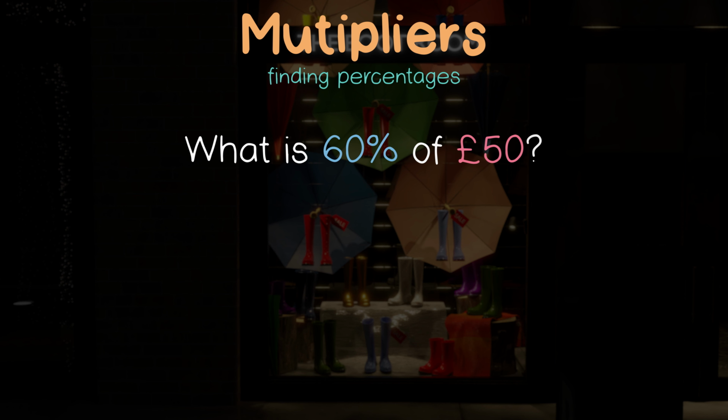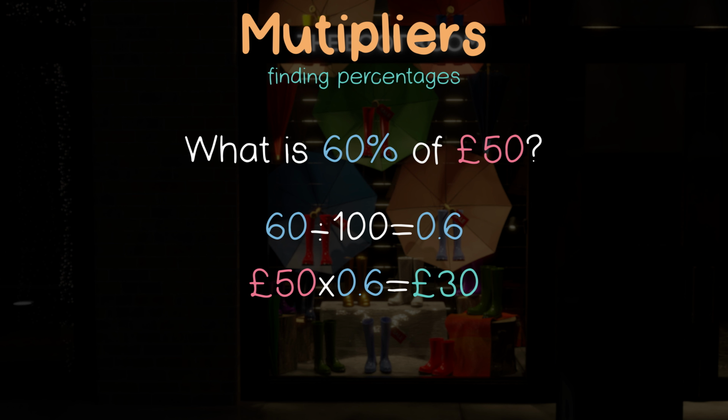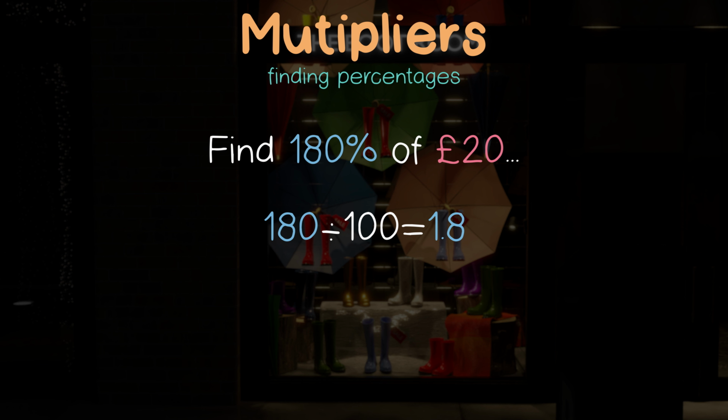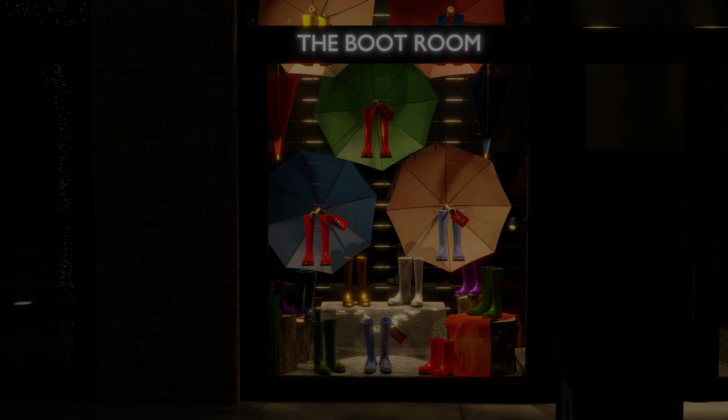What is 60% of £50? Well, 60 divided by 100 is 0.6, so we now have our multiplier. And 0.6 multiplied by 50 is 30. Multipliers can be used to make larger numbers too. Find 180% of £20. 180 divided by 100 is 1.8, and 1.8 multiplied by 20 is 36.